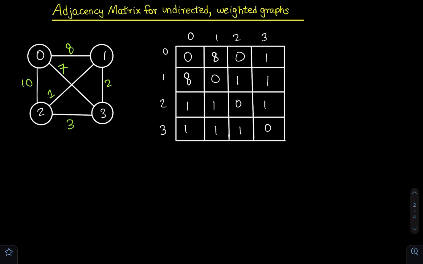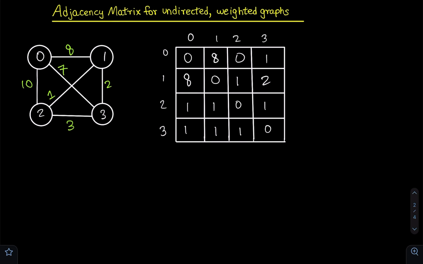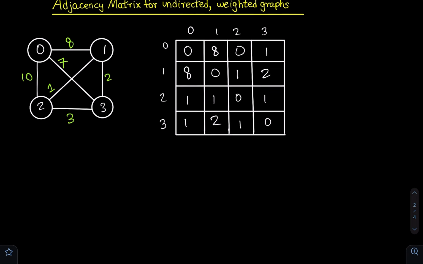Now let's look at 1 to 3. From 1 to 3, there's an edge of weight 2. And from 3 to 1, it's again the same edge with weight 2, so let's fill it in as 2. And similarly we can do this for the other vertices in this graph.